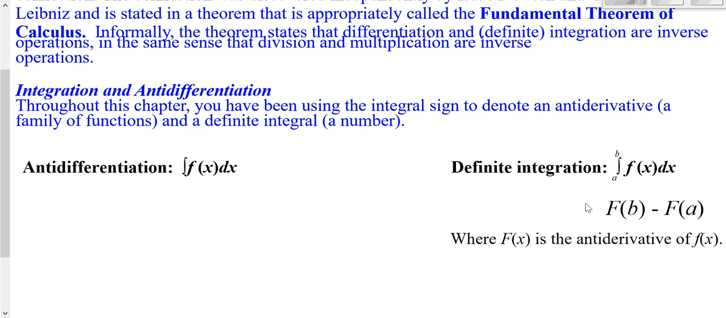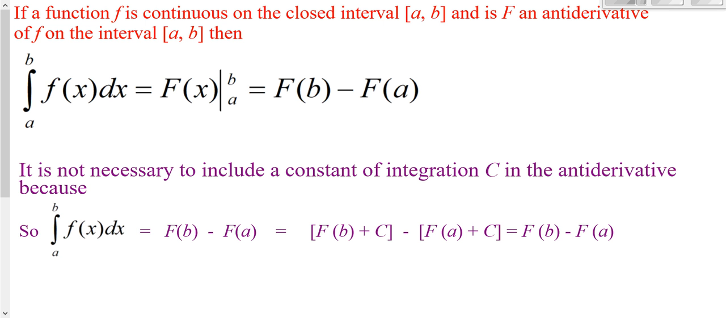And for the most part, it comes down to this: you integrate f to get capital F, and then you evaluate it. So capital F is your antiderivative. That's what we're saying here: if lowercase f is a continuous function on a closed interval, and capital F is the antiderivative, then to evaluate this, you find the antiderivative of lowercase f to get capital F, and then evaluate it from a to b. You plug in b into capital F, minus what you get when you plug in a. That allows you to find the exact area underneath the function lowercase f.